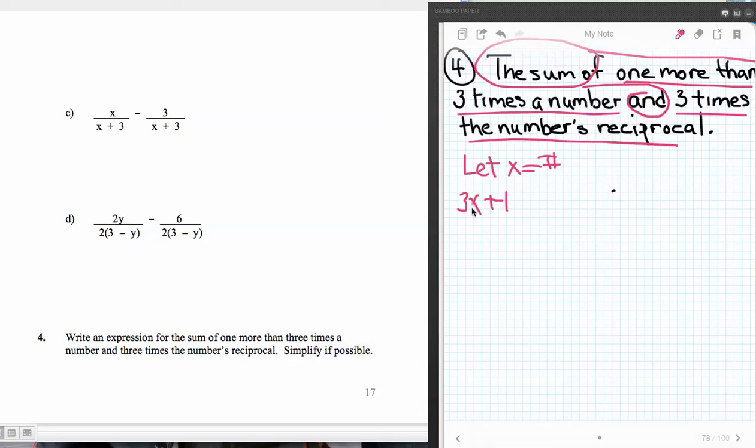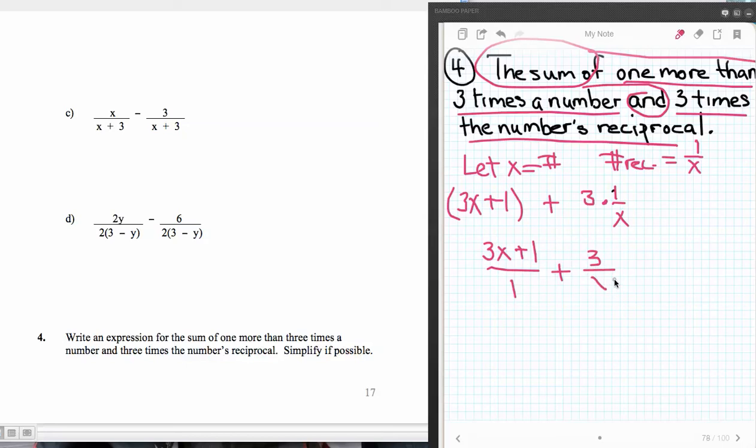So that's one thing. And then to that thing, I'm going to add 3 times the number's reciprocal. So the number's reciprocal, remember, is going to look like 1 over the number. So this says 3 times 1 over my number. So this is going to be 3x plus 1 all over 1 plus 3 times 1 over 1 times x.